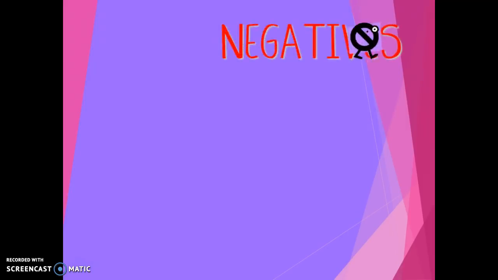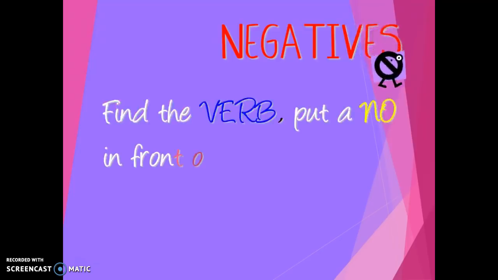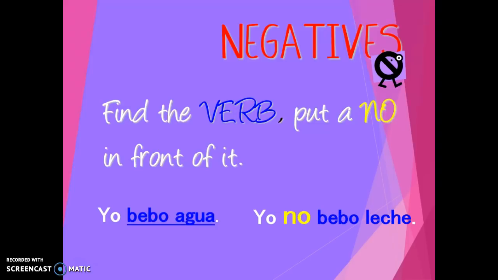And now, how do we make this negative? Very easy. You find the verb and then you put a no in front of it. For example, yo bebo agua. Yo no bebo leche. That's the negative form.